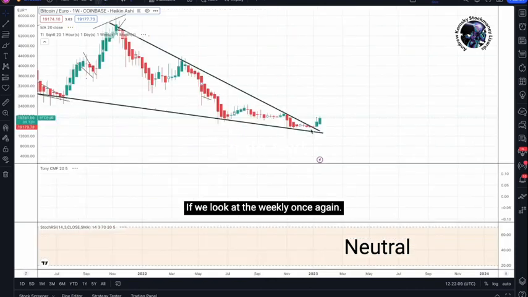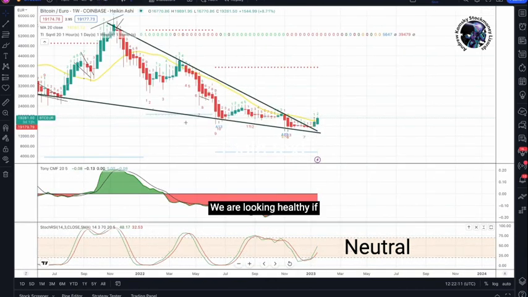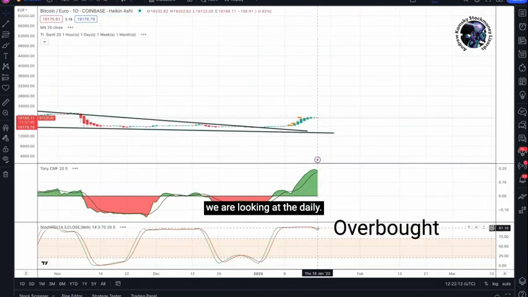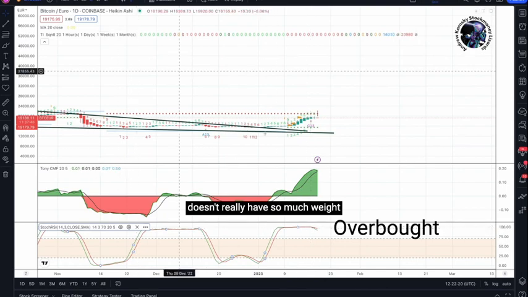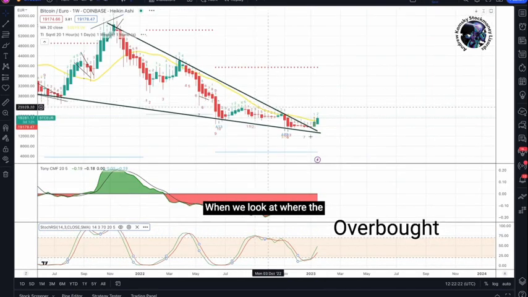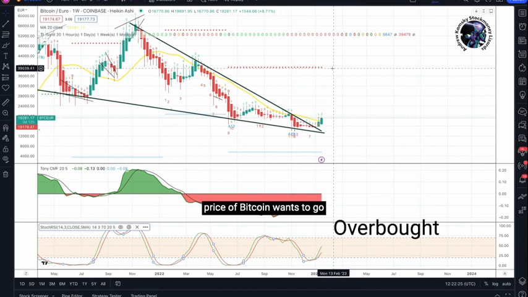If we look at the weekly once again, we are looking healthy. If we are looking at the daily, it is high. However, the RSI on the daily doesn't really have so much weight to the grand scheme of things when we look at where the price of Bitcoin wants to go.